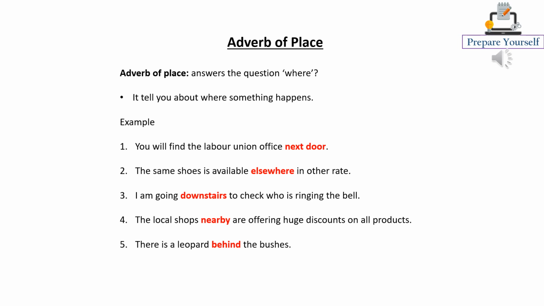Adverb of place. An adverb of place answers the question where. It tells you about where something happens. Let's have a look at the examples. Number 1. You will find the labor union office next door. Where is the labor union office? Next door. The same shoes are available elsewhere at other rates.